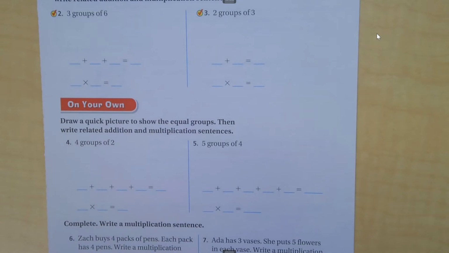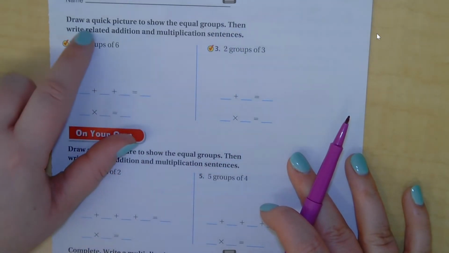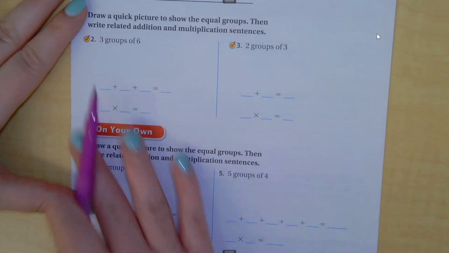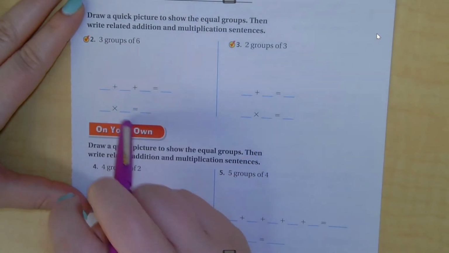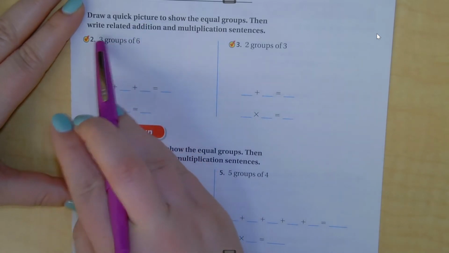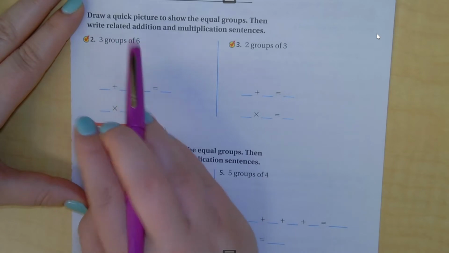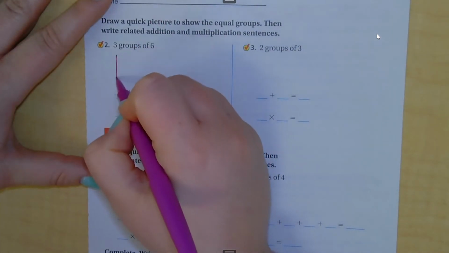All right, grab your next page, which is 147. Okay? It says, draw a quick picture to show the equal groups. Then write related addition and multiplication sentences. So again, it matters how many groups you draw. It matters the order of your multiplication sentence. So pay attention to what it is saying. 3 groups of 6. How many groups? 3. So draw 3 groups.